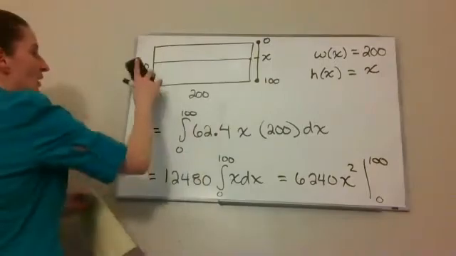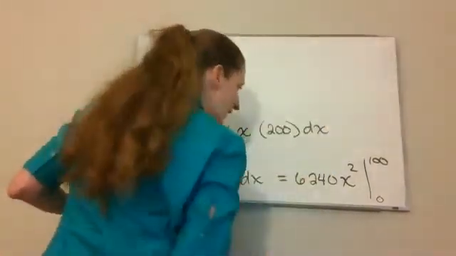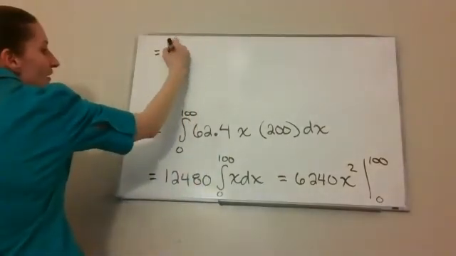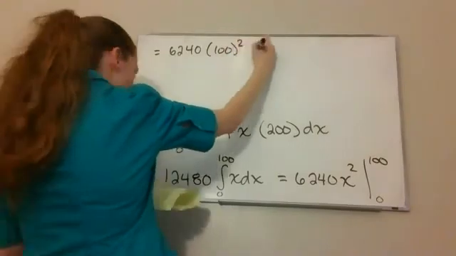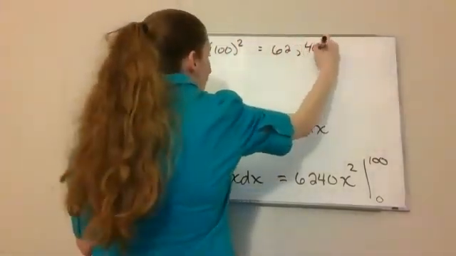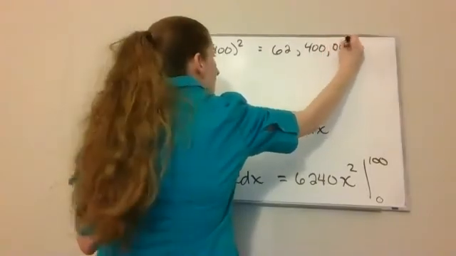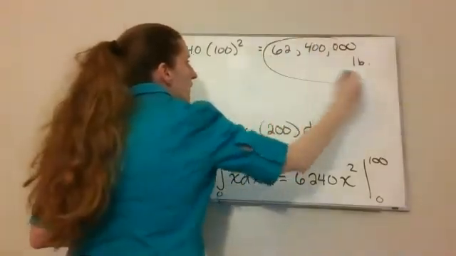So we only need to plug in the 100, because when I plug in 0, I'm going to get 0. So I get 6,240 times 100 squared, which is 62,400,000 pounds of force.